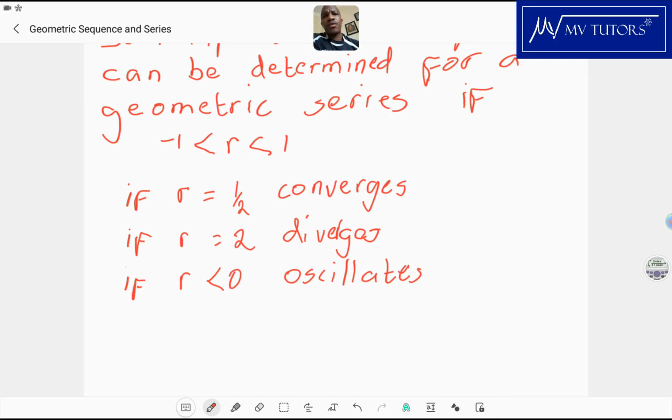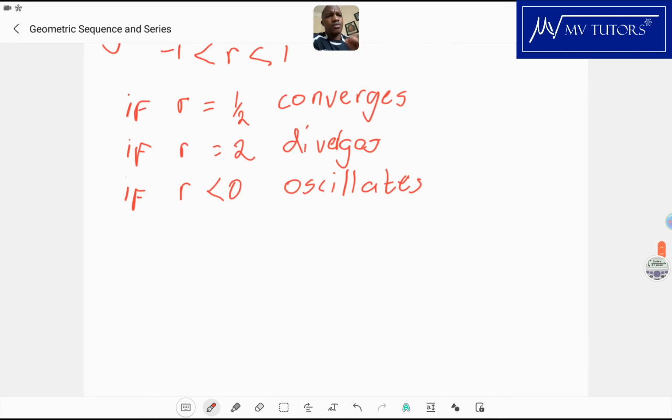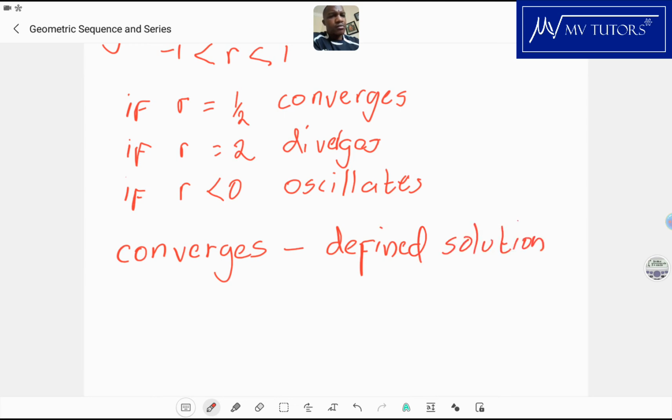Okay, let me explain one of them one by one, what converging means. If the series is converging, it means that there is a defined solution, meaning if you add the infinite numbers, they lead to a certain number. It's a defined number. It's the only number there is. So it gives you an actual number.